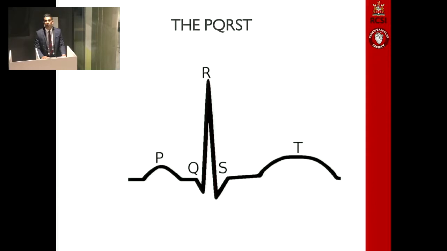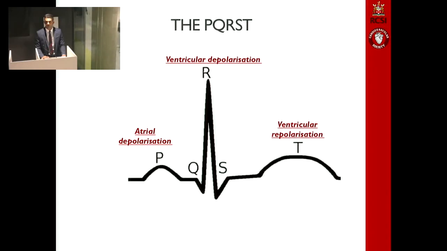The PQRST as seen in lead 2 corresponds to various events in the cardiac cycle: the P wave to atrial depolarization, the large QRS to ventricular depolarization, and the broad positive T wave to ventricular repolarization. The atria also repolarize simultaneously with the QRS, but are drowned out by the large size of the QRS owing to the large size of the ventricles in comparison with the atria.